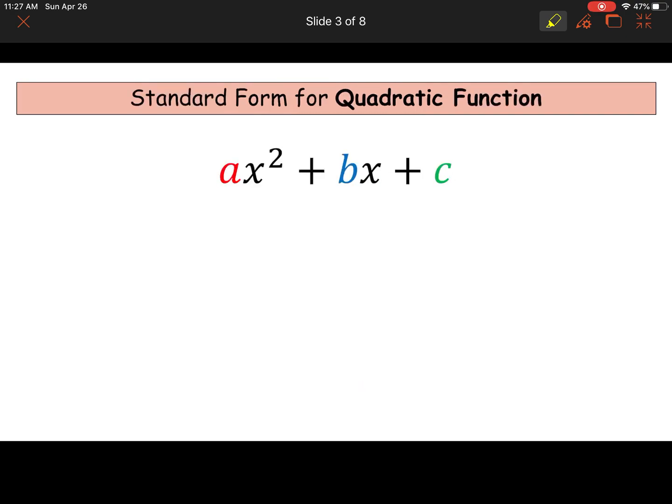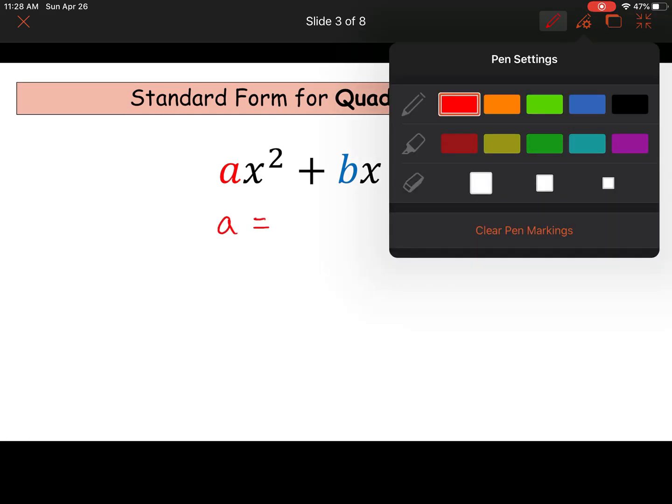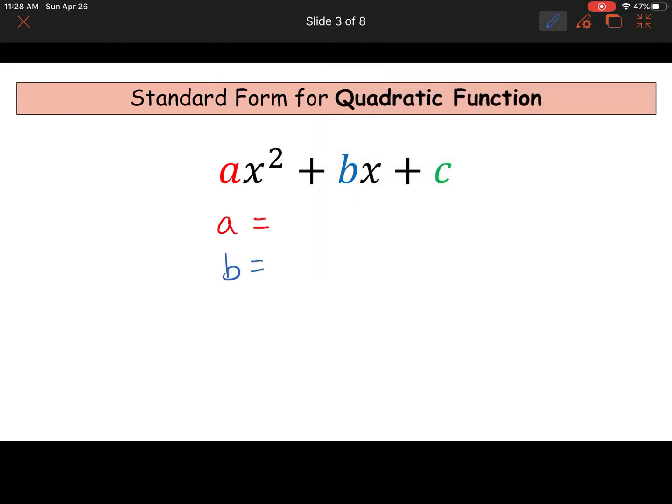So again, just to review, the standard form for a quadratic function is three terms. What we're really going to be looking at today is our A. We're going to look at what A equals, what B equals, and what C equals. We're just going to take a look at what we call the coefficients. Remember, the numbers in front of the variables.